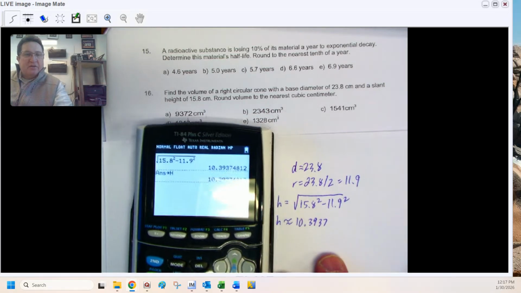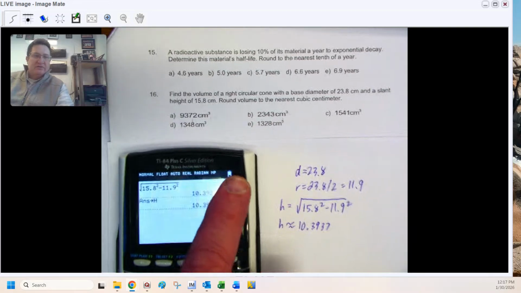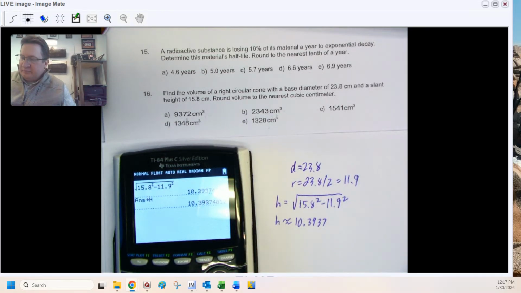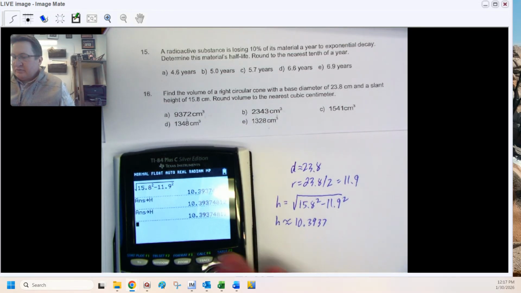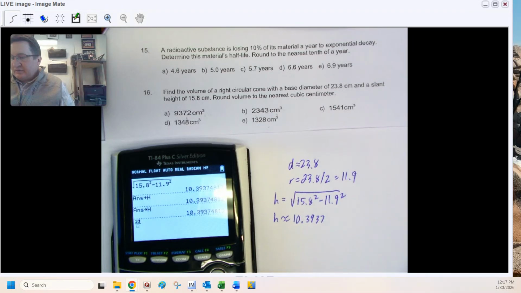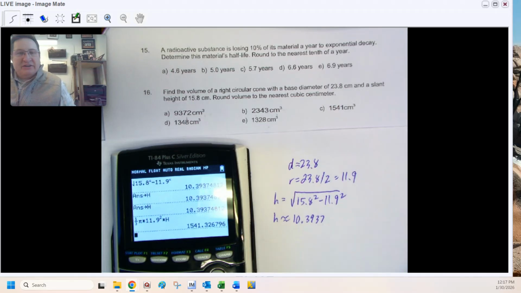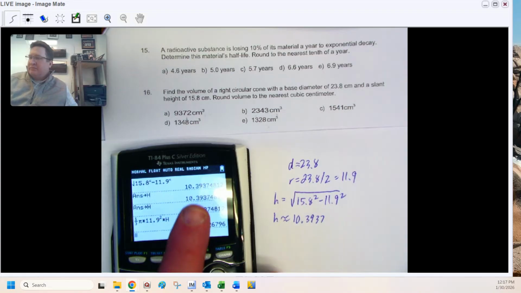Now we want the volume of said cone. And so the volume is 1/3 times pi times the radius, which is 11.9 squared, times the height, which we stored as H. So you can see that we get this number here, 1541, and you can see that it's choice C. Okay, choice C.